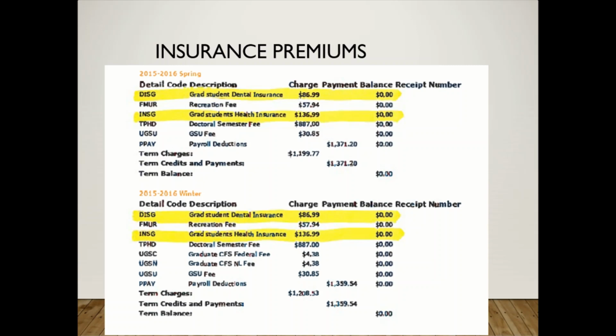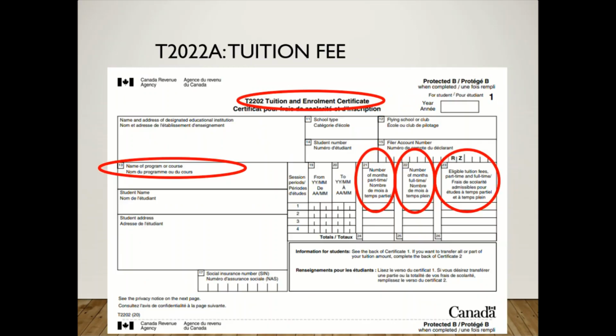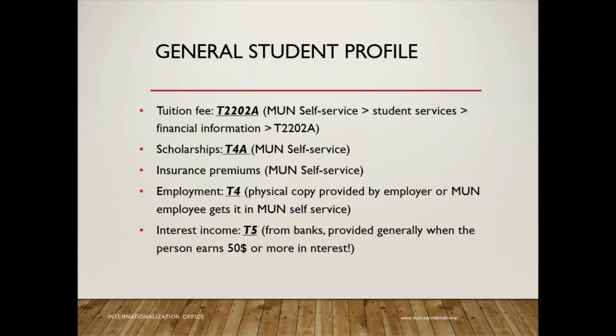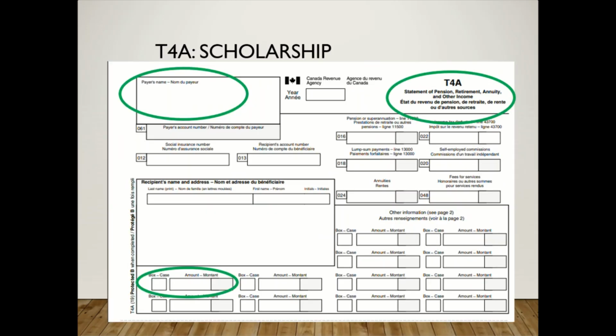So these were the forms which we require, in the sense that if you are a student, you will need T2202A. If you have scholarships, T4A; insurance premiums, if you want to add them; and then employment, which is T4, provided if you work anywhere else or at MUN; and interest income, T5, if you are eligible, or if you are to be issued one, you will be given it from your bank.